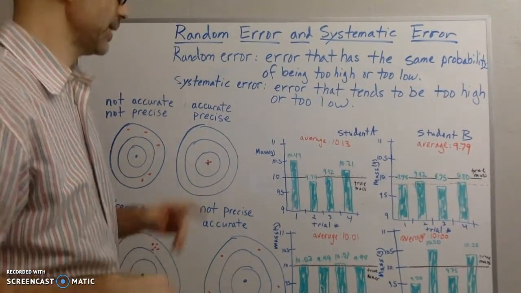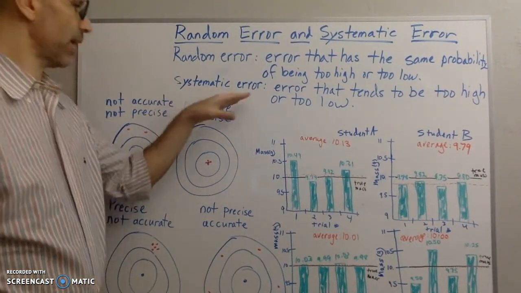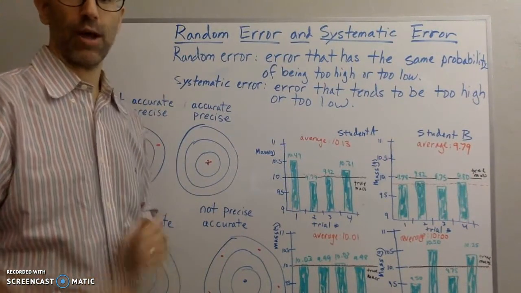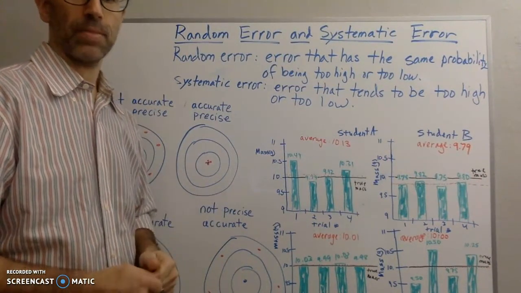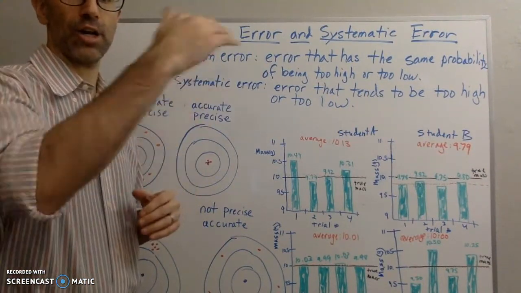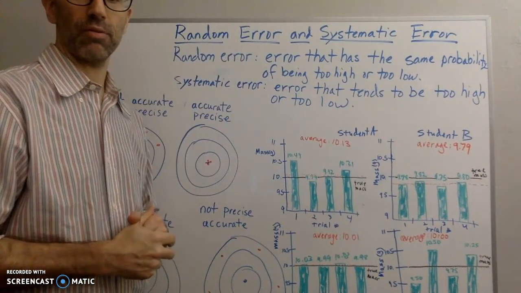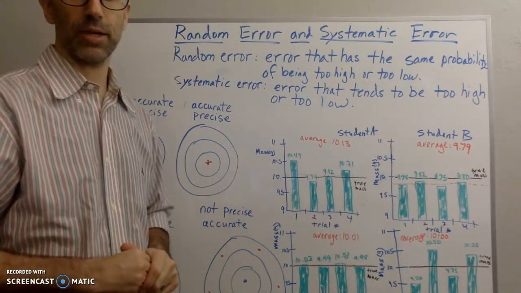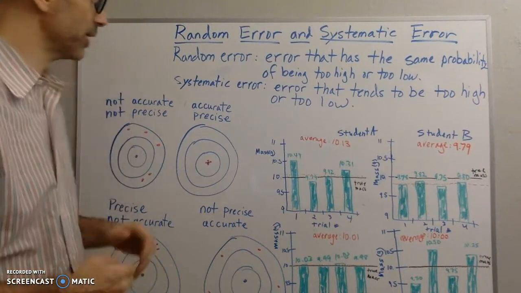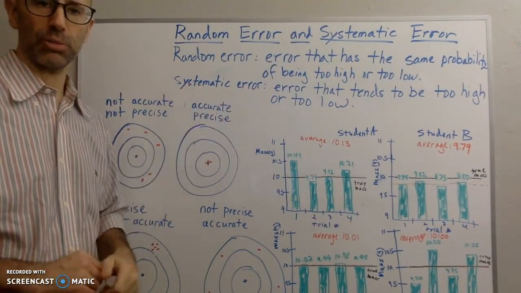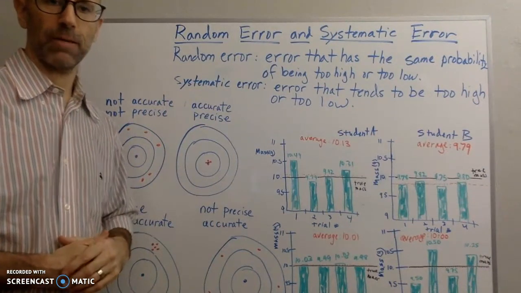Now, systematic error is error that tends to be too high or too low, consistently. So every time you use the measurement, it keeps giving you a higher number than what the expected value is, right? Or a lower number than expected. So that would indicate that you have something wrong with your instrument. You've got to calibrate the instrument.